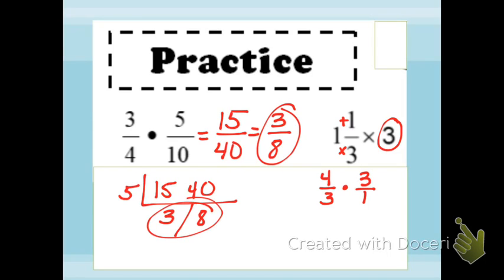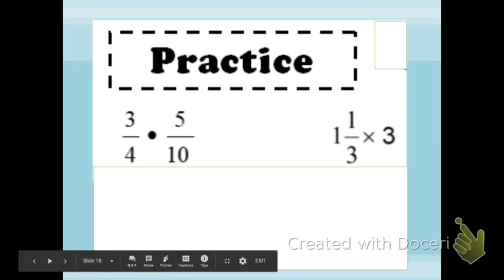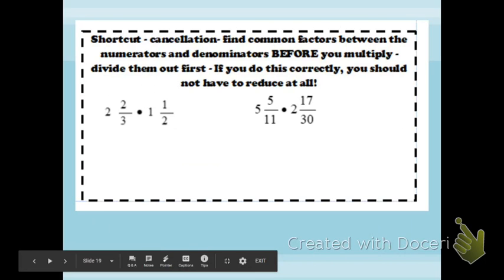Okay, so we're going to multiply. 4 times 3 is 12. 3 times 1 is 3. Divide 3 into 12 and we get 4. Remember, we had to do it that way because it's improper and we can't leave it that way. All right, you with me so far? Yes. All right, now let me show you the shortcut because I love the shortcut so very much. And some people seem to think that it's going to be harder, but it actually makes life so much easier.